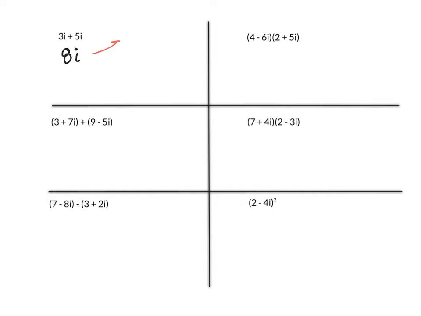Okay, and if we want to classify it, I know 8i is imaginary. And I also know that it is a complex number. Okay, moving on to number 2. So I have 3 plus 7i plus 9 minus 5i.